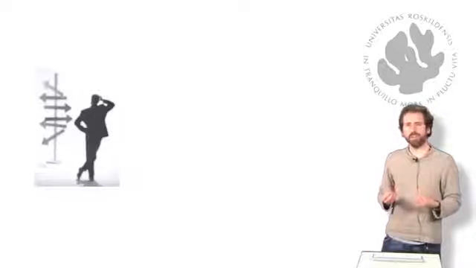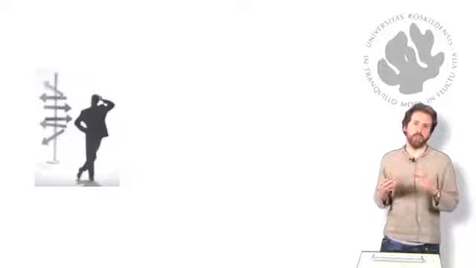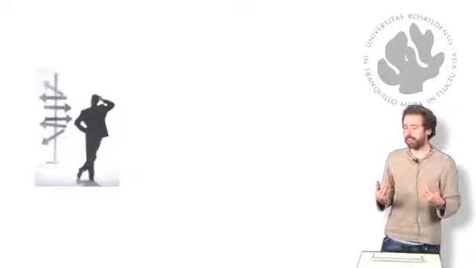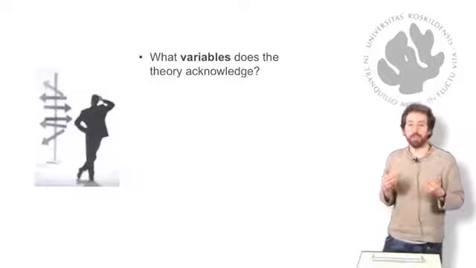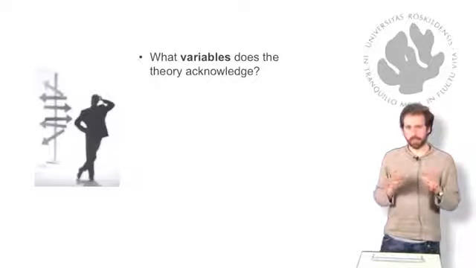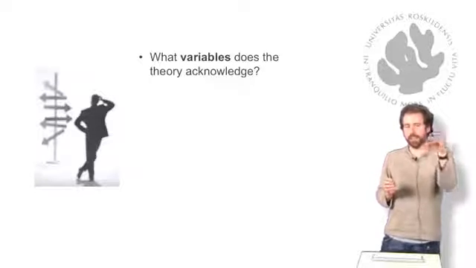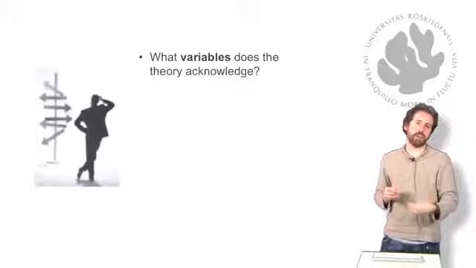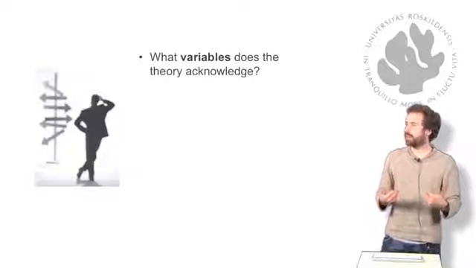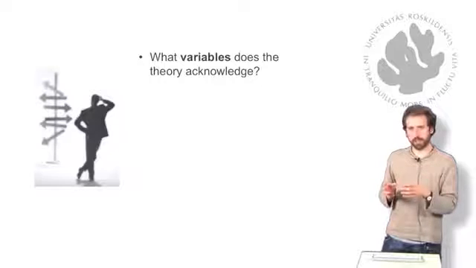Okay, so what kind of questions are you going to ask when you are selecting between different theories? What's going on in your mind? Well, the first question, of course, is what variables does the theory acknowledge? Different theories have different understandings of the world. They put weight on different aspects of the world. So which aspects are most relevant to this theory? Which aspects are you going to be talking about because you've chosen this theory?